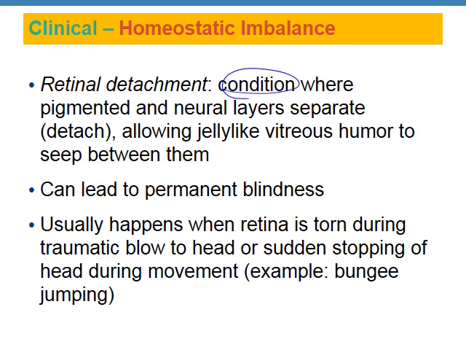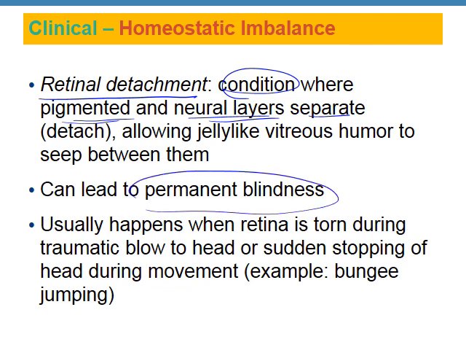So you can have a condition called retinal detachment. This is where the pigmented and the neural layers are going to separate. It can lead to permanent blindness. It can happen due to some sort of traumatic blow to the head or a sudden kind of jerking, stopping of the head during movement.